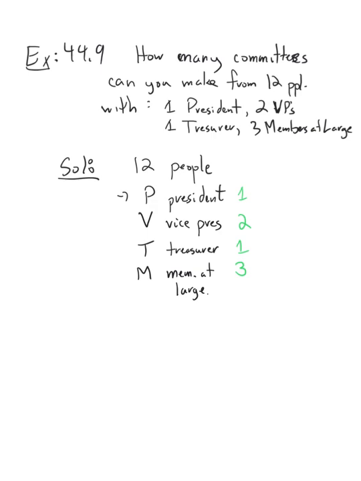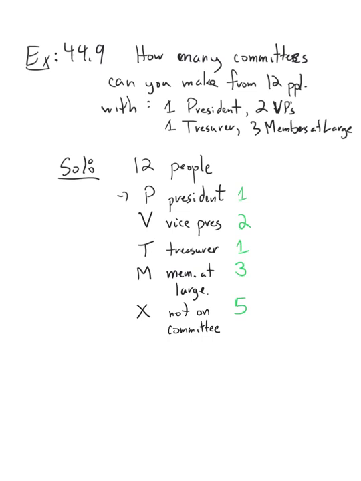But that's not all of the people. We've only accounted for 1 plus 2 is 3, plus 1 is 4, plus 3 is 7 people. There's 5 people left. They're not on the committee. So let's use the letter X to denote those guys. So not on committee. And remember, any arrangement of 1 P, 2 V's, 1 T, 3 M's, and, well, there's 5 people left, so 5 X's, any arrangement of that would give you a new committee.